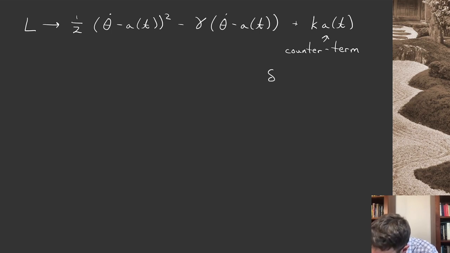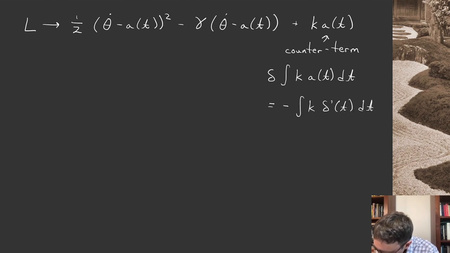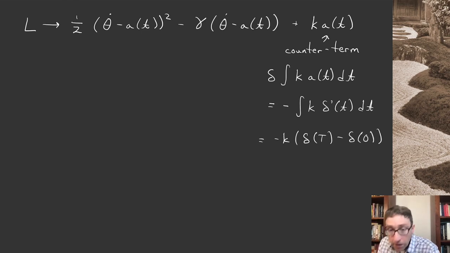So if I take delta of this, delta of k a of t dt in the action, I can write this as minus integral k delta prime of t dt, which is minus k delta of capital T minus delta of 0, again thinking that I'm living on some compact time circle. And then finally I get minus k 2 pi n, because I'd better shift things in a way that's compatible with the periodicity. If I'm going to shift theta by this gauge parameter delta of t, by the time I go around the circle I better shift the angular variable by 2 pi times some integer, or I'm not back where I started. It doesn't make sense. I don't have a good winding number for the theta angle.